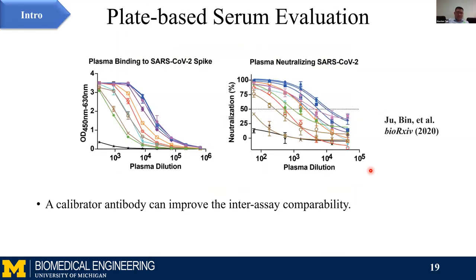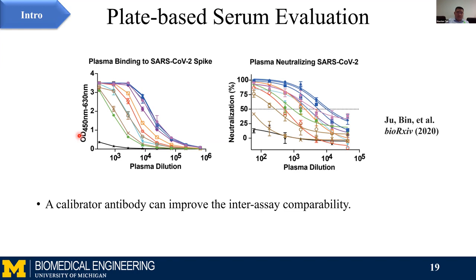So let's come back to this slide. Why do we need to find a good calibrator antibody? First, as I mentioned, without the calibrator antibody, we can only quantify the abundance of SARS-CoV-2 specific antibody with optical density, which means it's very hard to convert it back to an actual concentration of the antibody.